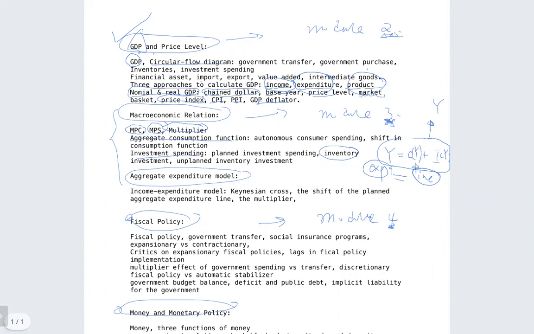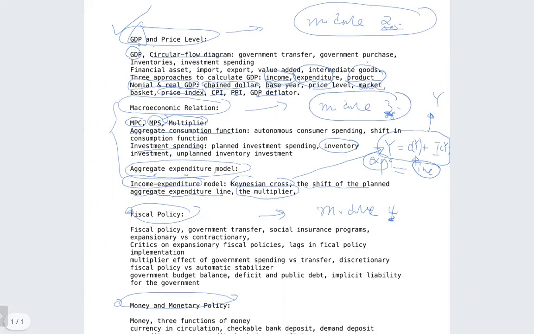And then we have this aggregate expenditure model, essentially the income-expenditure model, and we have a Keynesian cross. Actually this refers to this equation, right? Also make sure you understand what causes shifts of the planned aggregate expenditure line. Furthermore, there's another multiplier. So that's the second chapter, which corresponds to module 3.